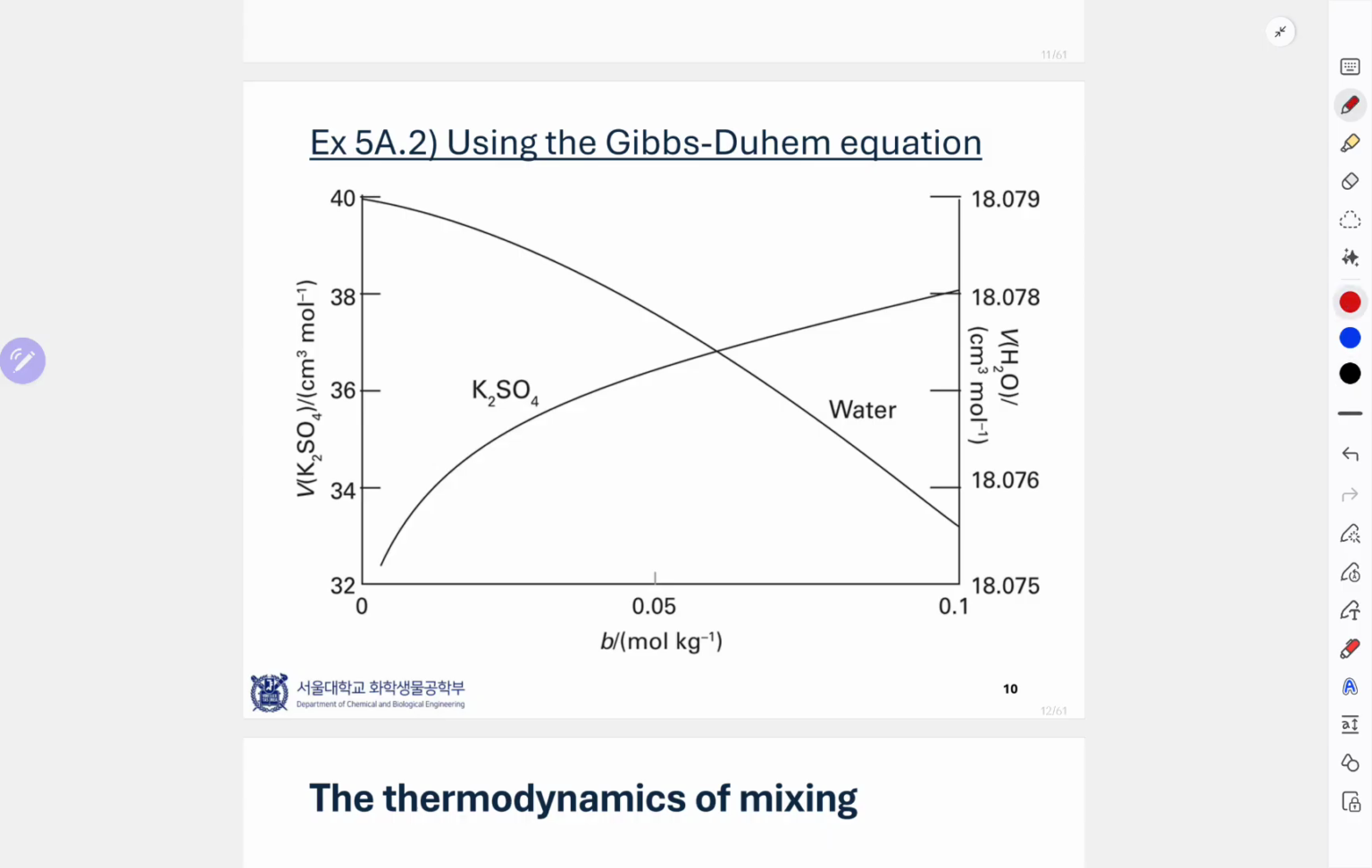But this gives you an equation, V_B has an opposite sign. So this means that when the water molar volume decreases, this potassium sulfate molar volume increases like this. So from here, if the molarity becomes 4.1, this becomes around 38 cubic centimeters per mole. The relation between the molar volume A and B in the liquid mixture can be calculated with the Gibbs-Duhem equation.